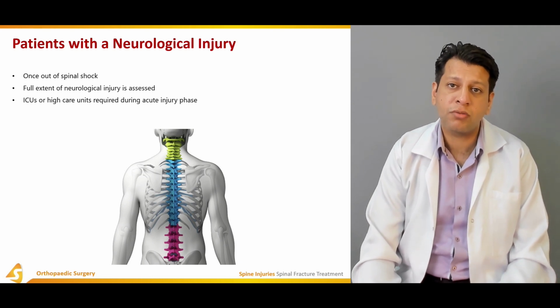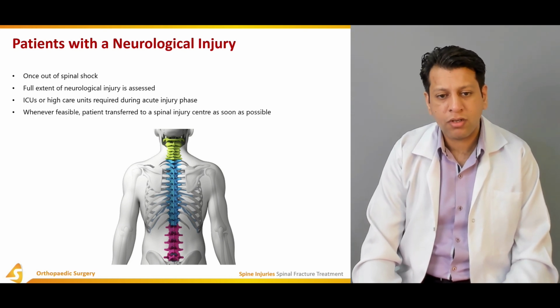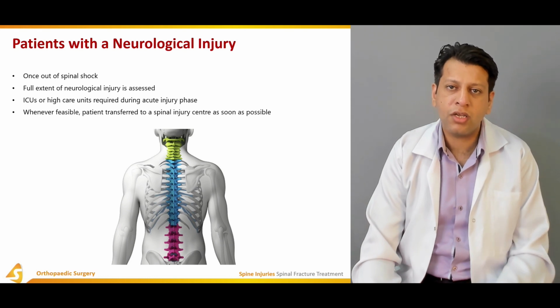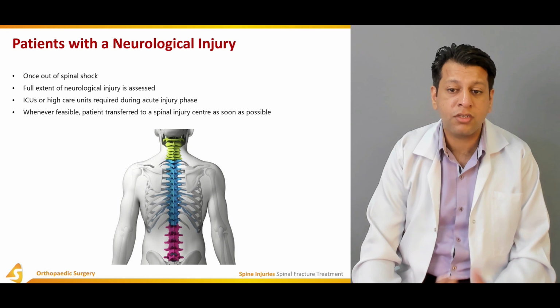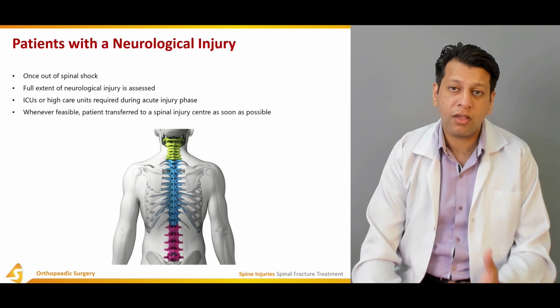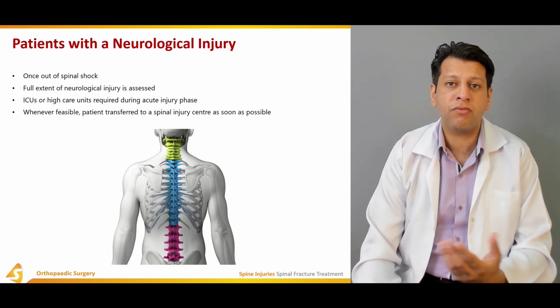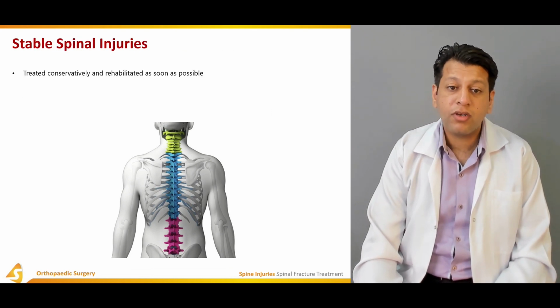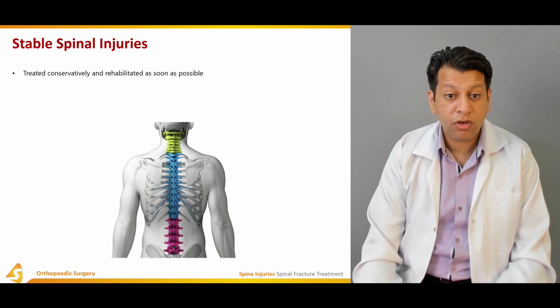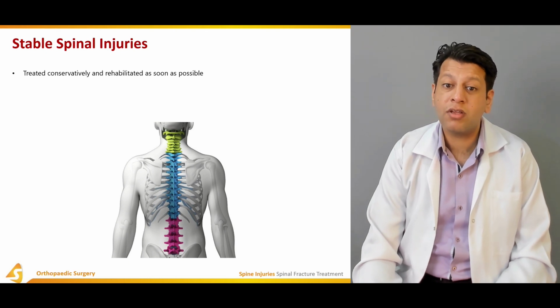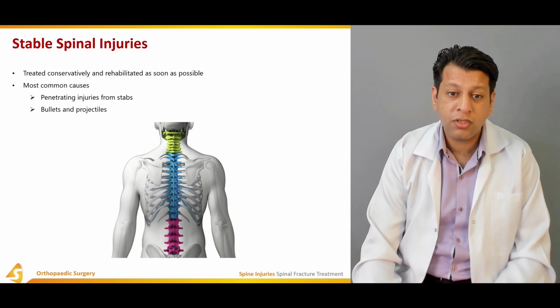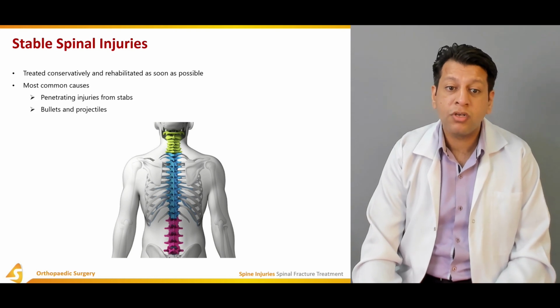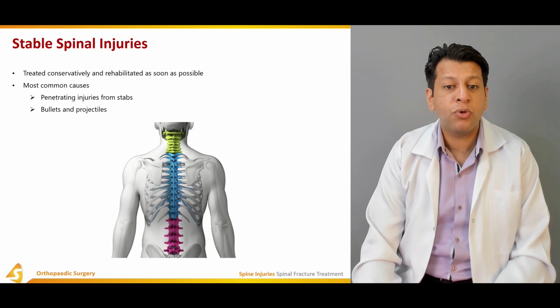Once the patient is out of the acute phase, feasible patients can be shifted as soon as possible to areas where there are spinal cord centers for further treatment, whether in the form of stabilization or any form of fixation. If it is a stable spinal cord injury with neurological compromise, that can be treated conservatively and rehabilitated as soon as possible. Most common injuries include penetrating injuries from stabs, bullets, and projectiles.